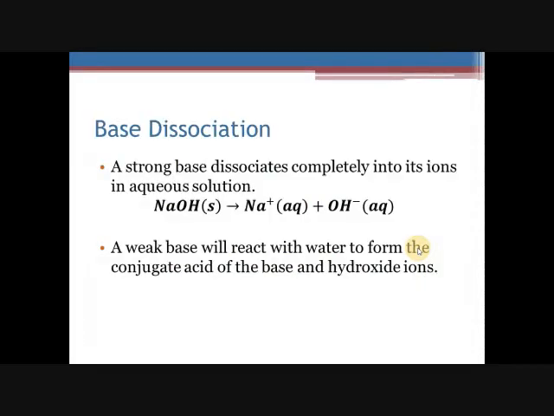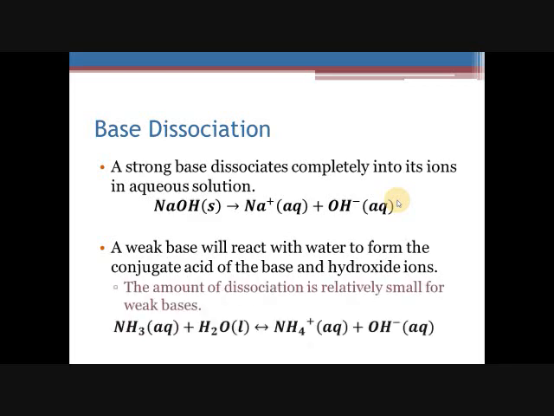With bases, it's kind of the same way. A strong base will completely dissociate into its ions. For example, the strong base we have here is sodium hydroxide, and when that breaks down, it makes the sodium ion and the hydroxide ion. The hydroxide is present, so that tells us it's a base. A weak base will react with water to form the conjugate acid of the base and hydroxide ions. The amount of dissociation is also really small for weak bases. Here we have ammonia with water, and ammonia acts as a weak base because it makes ammonium, which would be its conjugate acid, with hydroxide. It doesn't break apart fully like the strong base would.